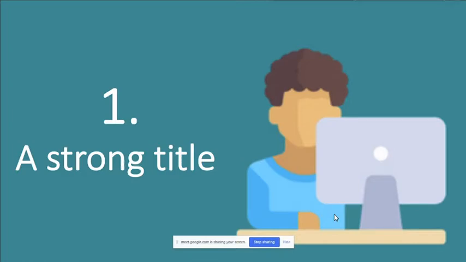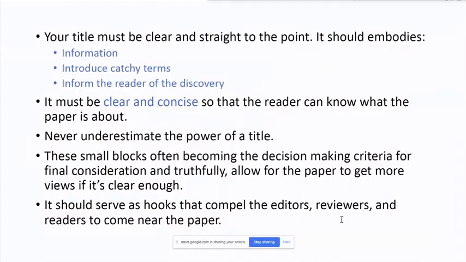Okay, one of the selection processes is that the first thing they do is look at the title. Okay, whether the title is strong enough, whether the title really answers or gives them a view of what the whole proposal is about. Okay, so you need to have a strong title. Remember one. Okay, your title must be clear and obviously straight to the point. It should embody these 3 things.